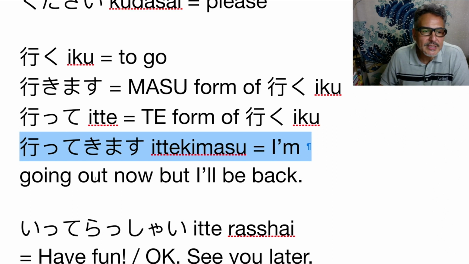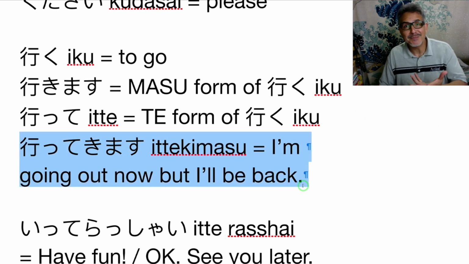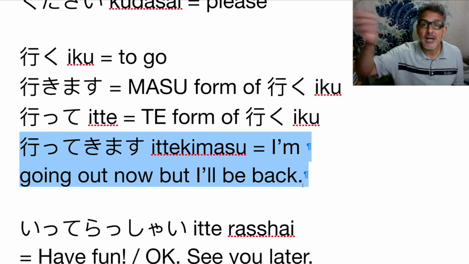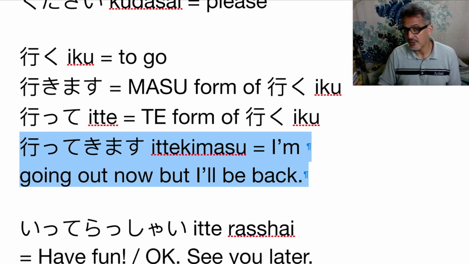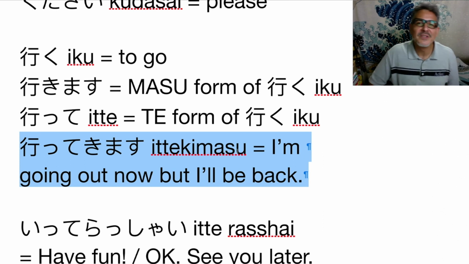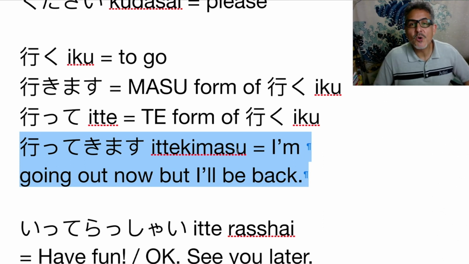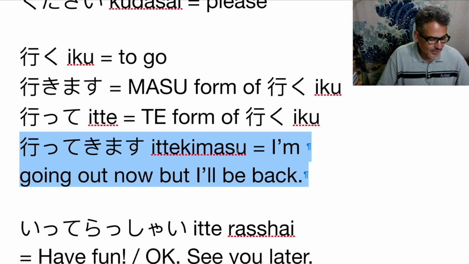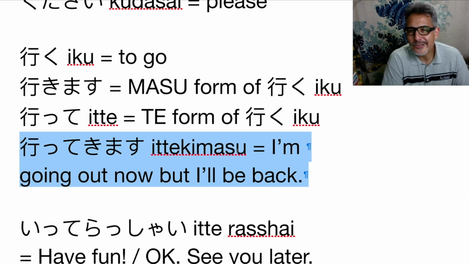One of the biggest ones is ittekimasu, which means literally, I'll be back. I'm going out now, but I'll be back. And this is when you leave your house. You can't say it if you leave a store and you say I'll come back another time. No, it means I'm going and I'll probably be back very soon. Probably the same day. But I suppose if you go on a trip or something, yeah, you could use that too. But anyway, you wouldn't say it if you went to the grocery store. It would be really strange.